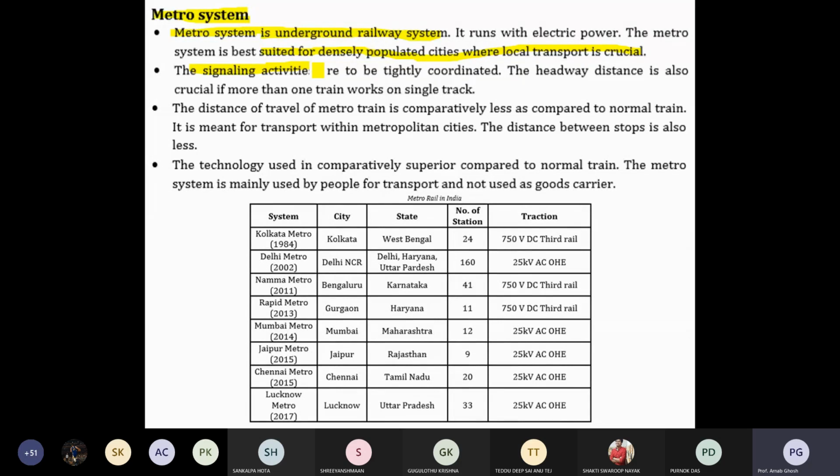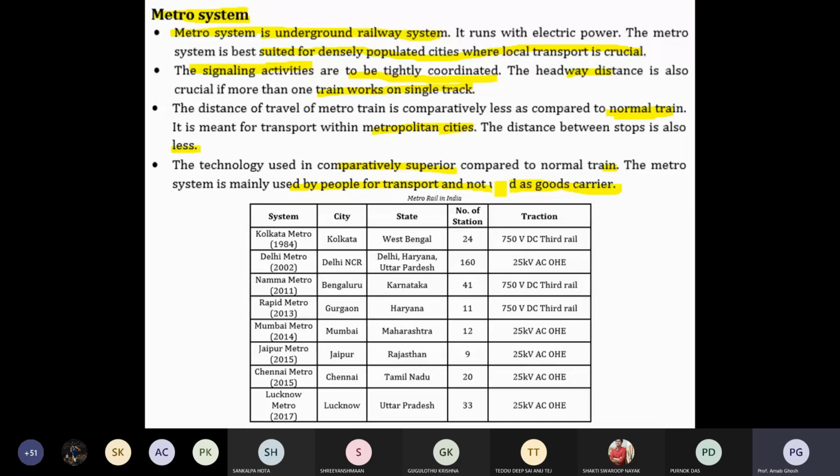Okay, so here the metros, you know, are tightly coordinated. The headway distance is also crucial, as more than one train works on a single track. The distance between metro trains is comparatively less compared to normal trains. So metro distance is still less, like a bus, bus stoppage. It means transport within metropolitan cities. The distance between stops is also less. The technology used is comparatively superior compared to the normal train. The metro system is mainly used for transporting people and not for goods carriage.